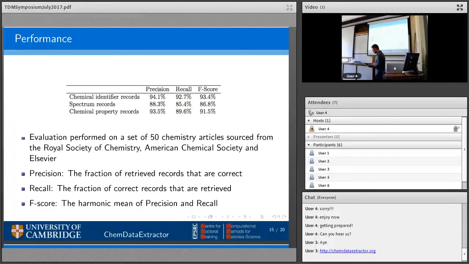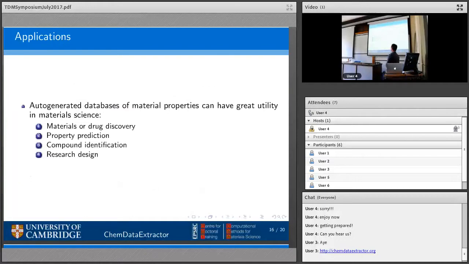So what can we do with these databases once we create them? Well, there's so many things. The primary one that's been done already is trying to do materials discovery, property prediction, and compound identification. But the key, I think, is in research design, which, as we touched on previously, means that researchers don't have to go through 30, 40 papers of previous literature to try and understand what has been done in the field and what to do next.